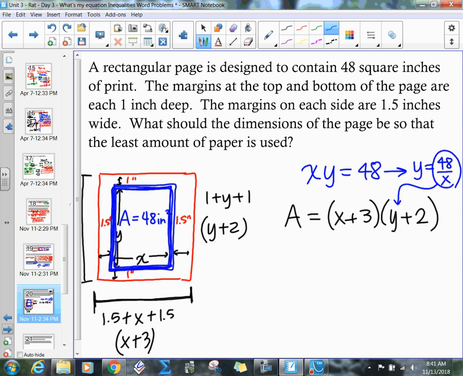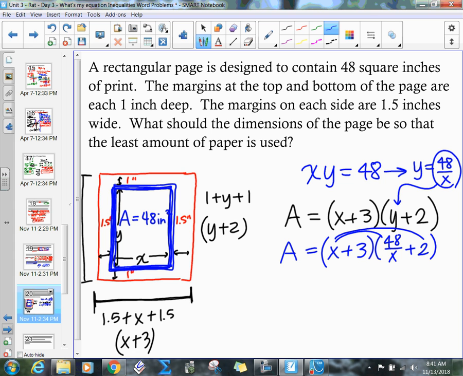Okay? And so this new equation is really (x + 3) times (48/x + 2). I'm supposed to minimize this. And what I want you to see is that this is actually a rational function. So I'm going to distribute this like you're just foiling things out.